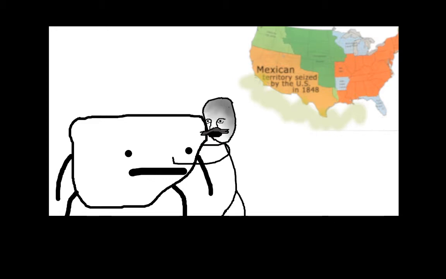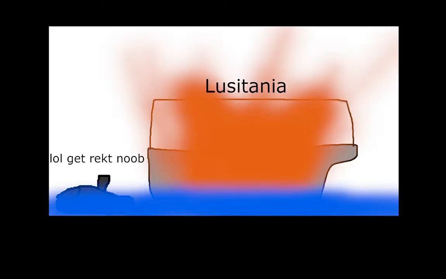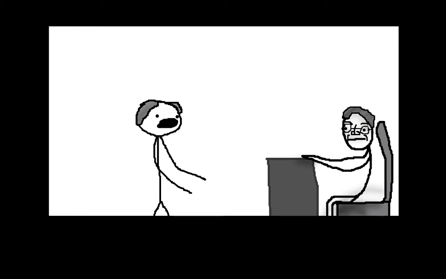Another reason why America entered was because a ship called the Lusitania was sunk by German U-boats. Sir, the Lusitania was just sunk by German U-boats? Calm down. How many people died? 1,198 people, sir. Wait, how many Americans? 128 Americans. Prepare the army.